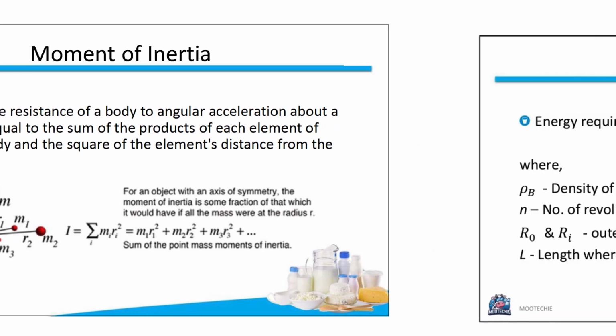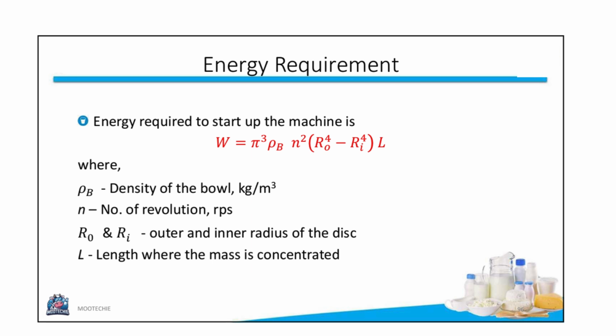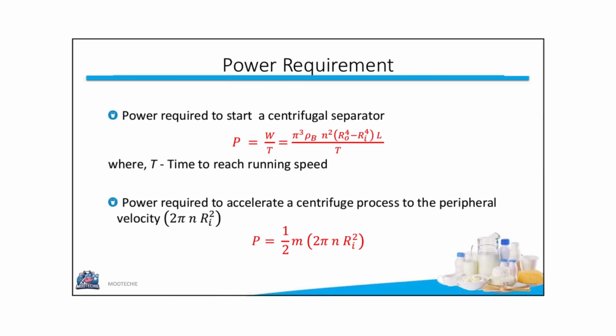The energy required to start up the machine is given by W equals π squared times ρ_B times n squared times (R_o to the power of 4 minus R_i to the power of 4) times L, where ρ_B is the density of the bowl, and L is the length where the mass is concentrated. Finally, the power required to start the separator is P equals W divided by t, where t is the time to reach running speed. The power required to accelerate the process to a certain peripheral velocity equals 1/2 times m times (2 pi n r_i) squared.